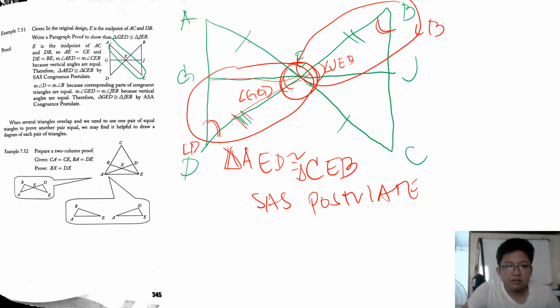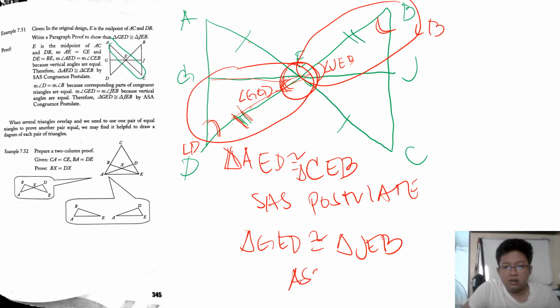Next is, because corresponding vertical angles are equal, therefore equal din ito. So, angle, this one, side, and angle. Therefore, triangle GED is congruent to triangle JEB through what? So, ito yun, no? Ito yung ginamit natin. So, angle, side, angle. So, ASA postulate.